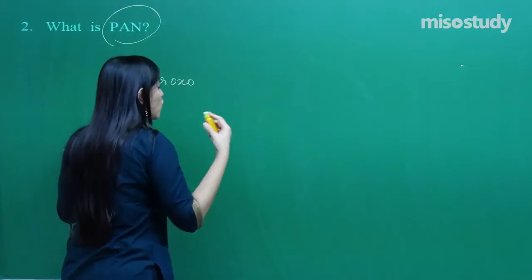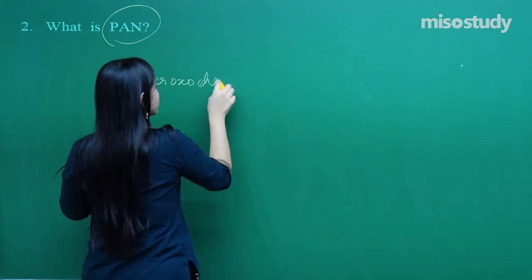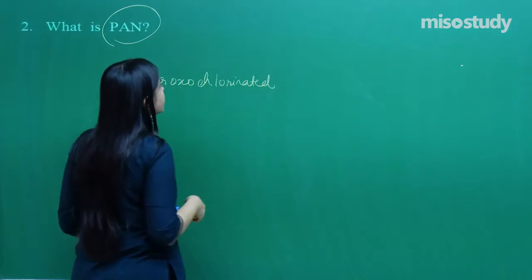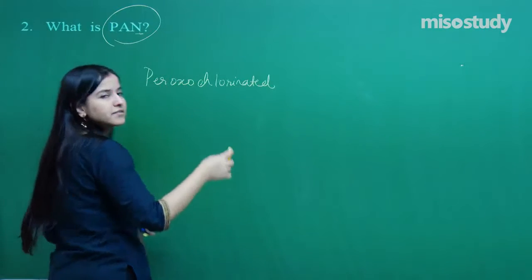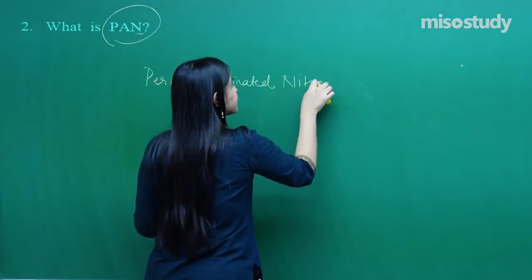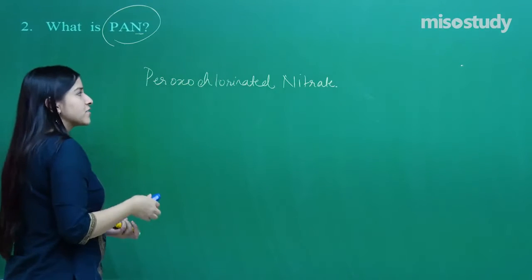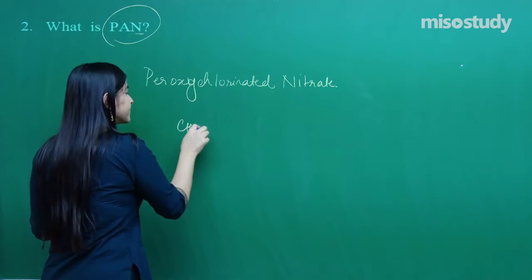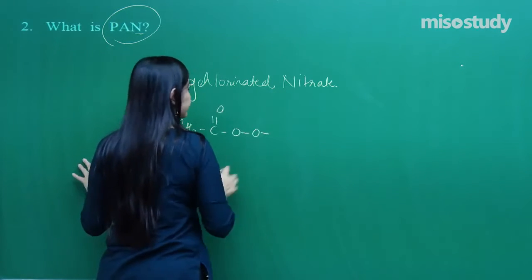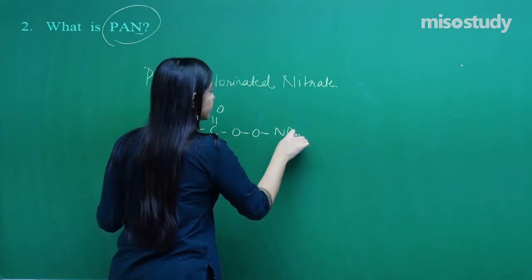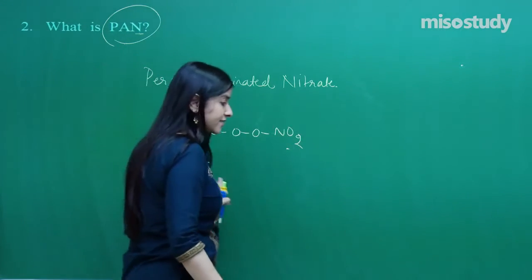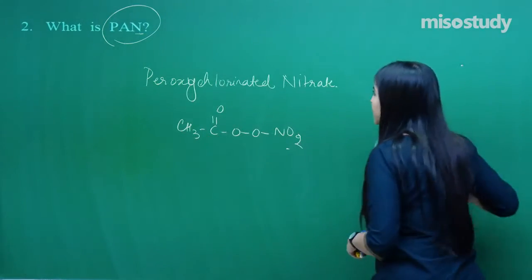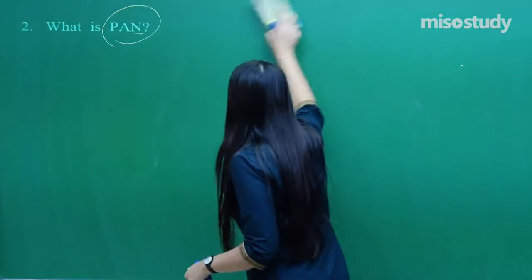peroxyacetyl nitrate, where N is nitrate. Peroxoacetyl or peroxyacetyl nitrate, one and the same thing. Here is the structure of it, and a nitrate. Fine. Clear? And yes, this is a secondary pollutant in the photochemical smog, if you remember. Fine. Okay, now let's move on further.